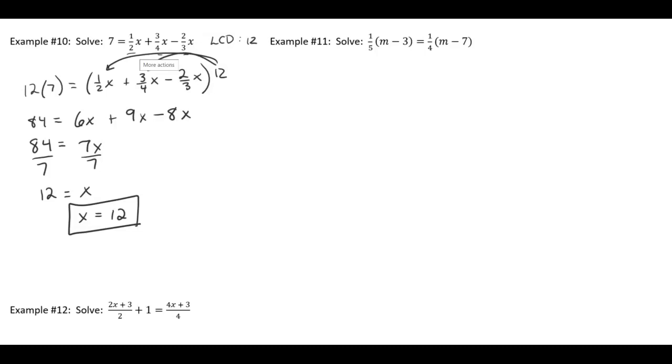Okay, let's go to the next example. It's a little bit different. You'll notice that there's distributing. We could distribute first, but I'm not going to. I'm going to look at the 1/5 and the 1/4, and I'm going to multiply both sides by 20.